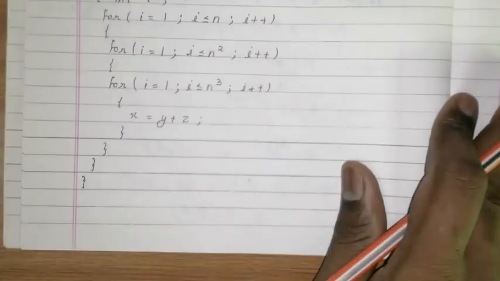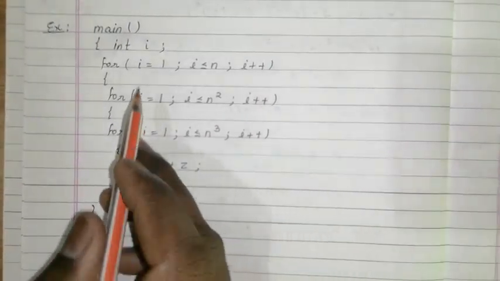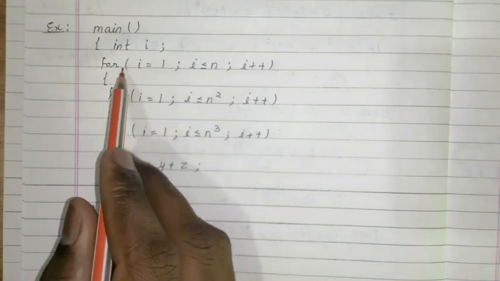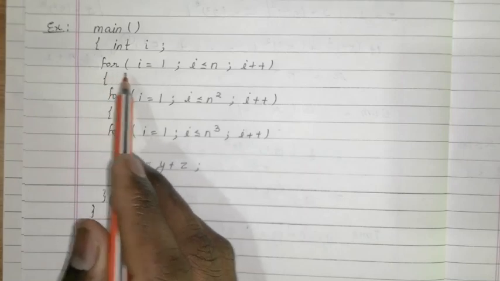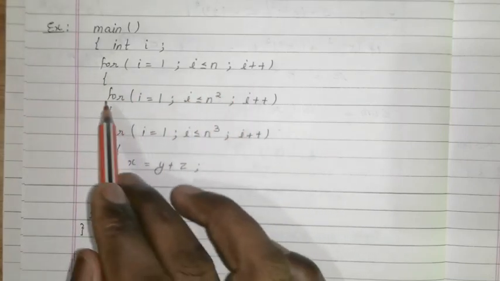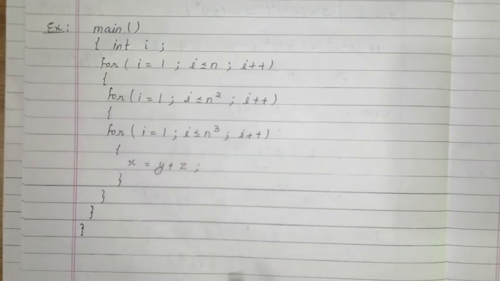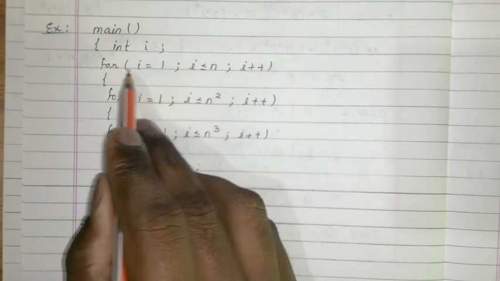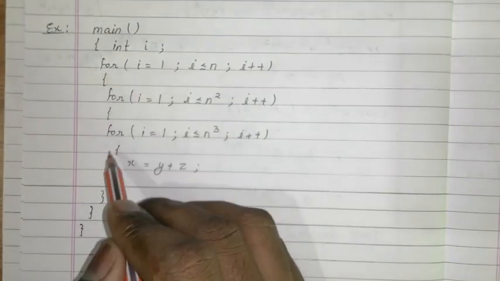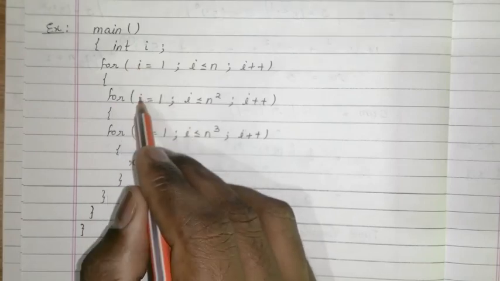Now see the second example. A main program is given. Inside main, i is initialized and a for loop is given which will iterate 1 to n times, the second for loop 1 to n square times, and the third for loop 1 to n cube times. As you can see, in all the for loops there is only one variable, which is i.